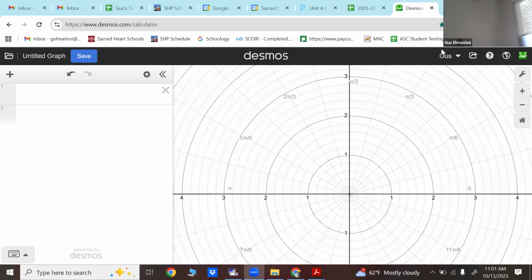And the radius varies. So it's a radius of 1, 2, 3, 4. By the way, you don't have to have an integer for your radius. You could do a radius of 0.5 or 0.1 or 1/3 or 1.5. We'll talk about that later.